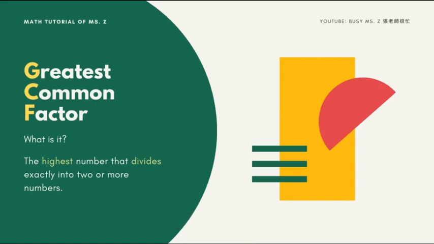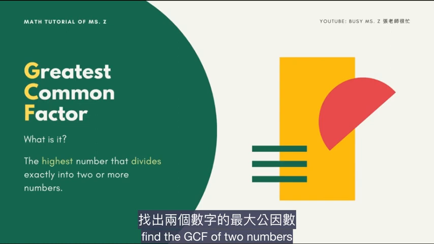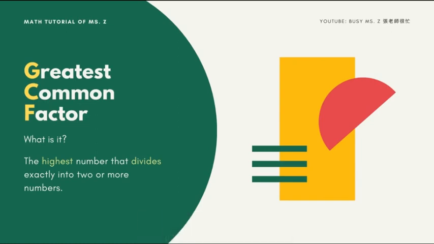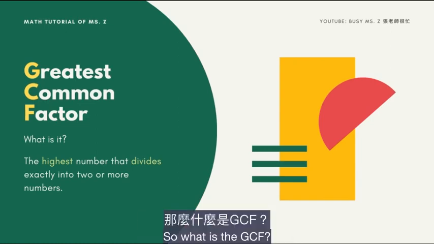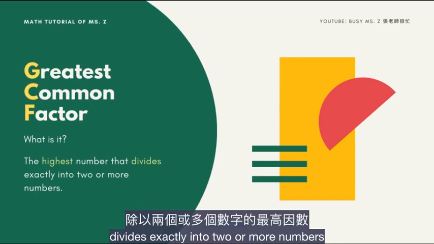Hi everyone, in this video, I'm going to show you how to find the GCF of two numbers. So what is the GCF, or the greatest common factor? It's the highest number that divides exactly into two or more numbers.